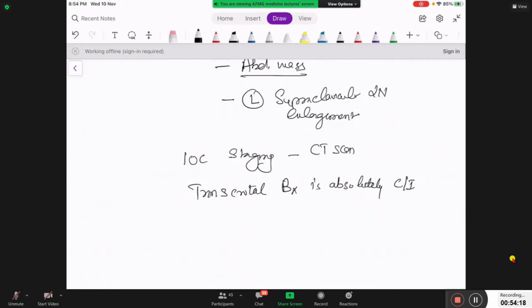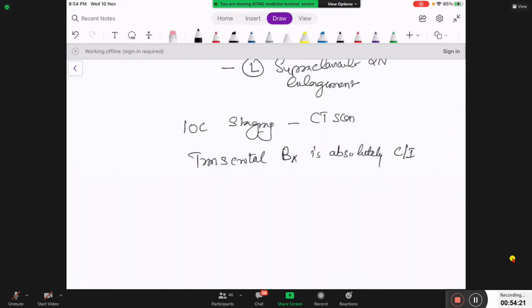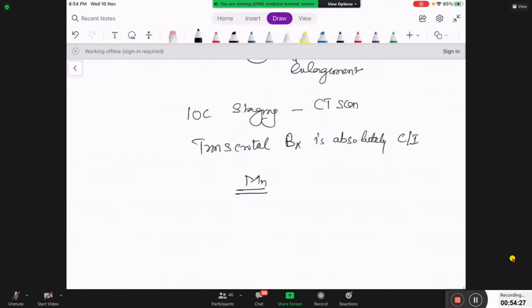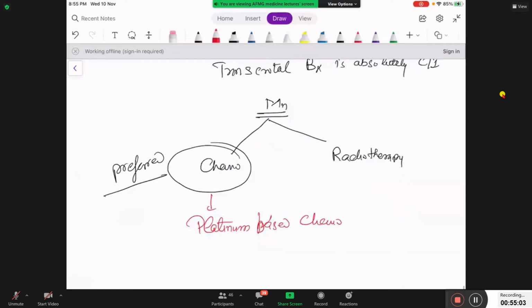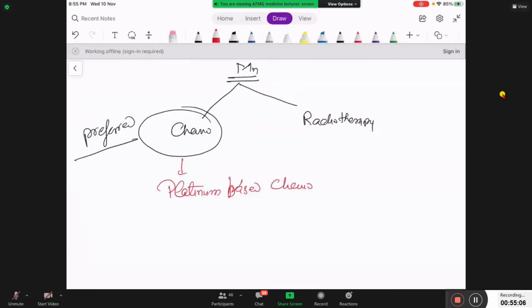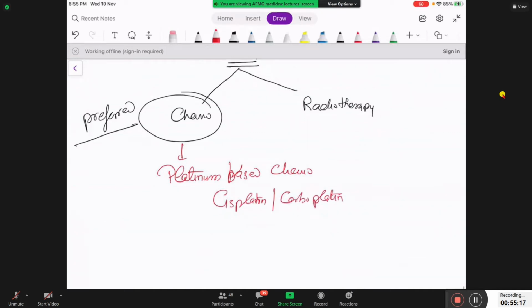Okay, and in management of a testicular malignancy, we have the option of chemotherapy, we have the option of radiotherapy. Preferred is chemotherapy. Platinum based chemotherapy, that is cisplatin and carboplatin.